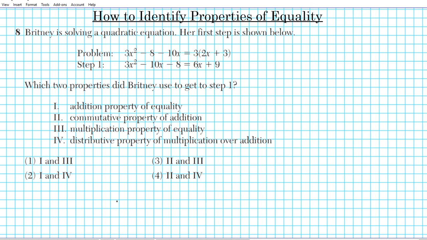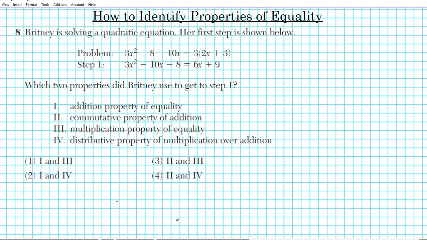Her first step is shown below. So this is the original problem, 3x squared minus 8 minus 10x equals 3 times the quantity 2x plus 3. And then in step 1, she has 3x squared minus 10x minus 8, which is equal to 6x plus 9. Question, which two properties did Brittany use to get to step 1?